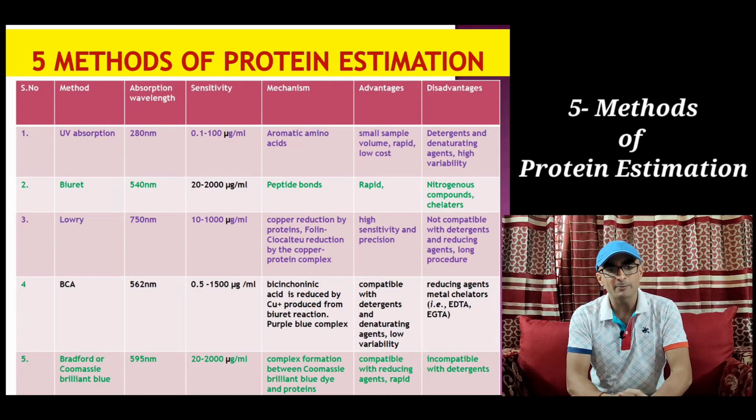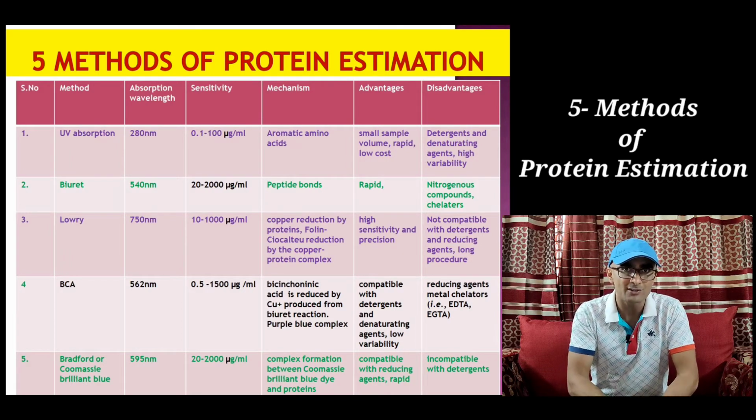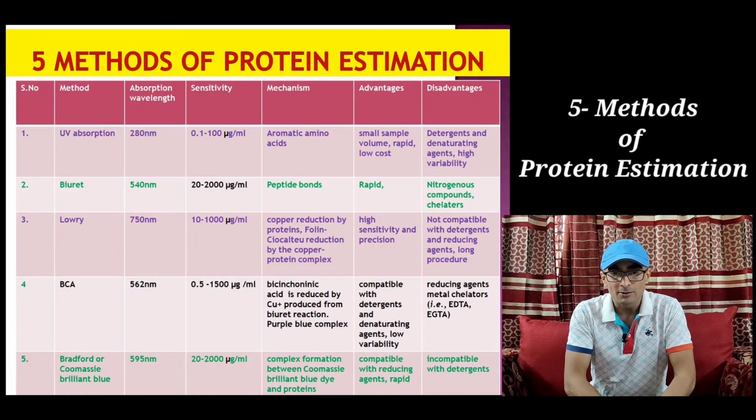Then the third method is the Lowry method, also called the Folin and Lowry method. It is basically an extension of the biuret reaction. It occurs in 2 steps. First, alkaline copper reacts with the peptide bond in the protein, then cuprous ions are formed, and those cuprous ions reduce a reagent called Folin-Ciocalteu reagent, which is reduced and gives a purple blue color that absorbs at 750 nanometer. So this is also a highly sensitive method.